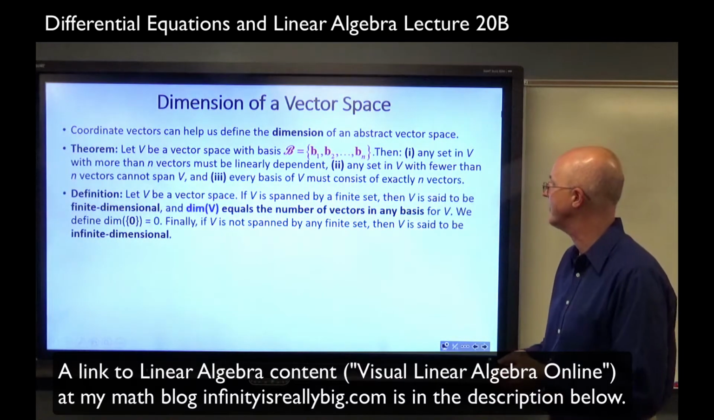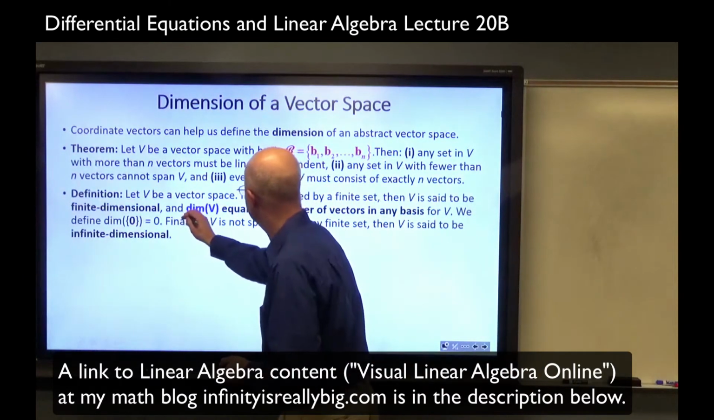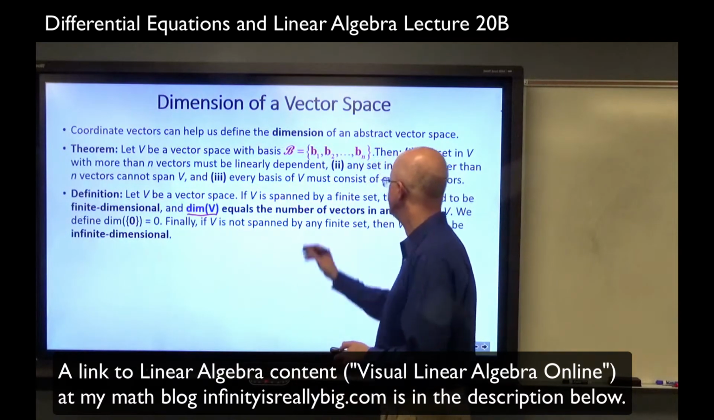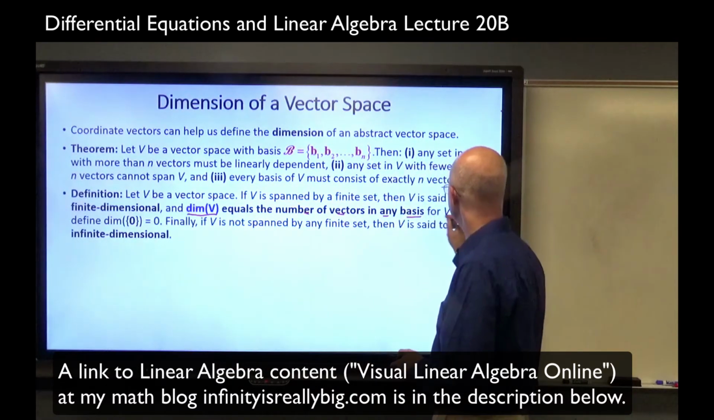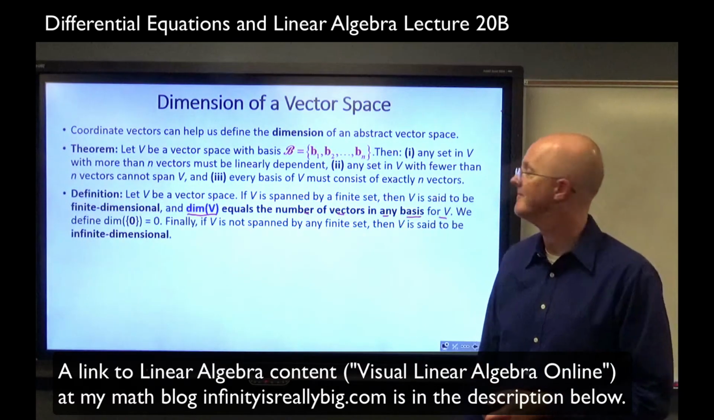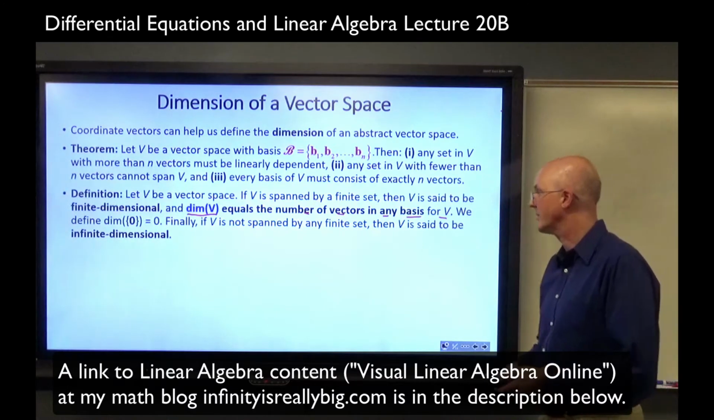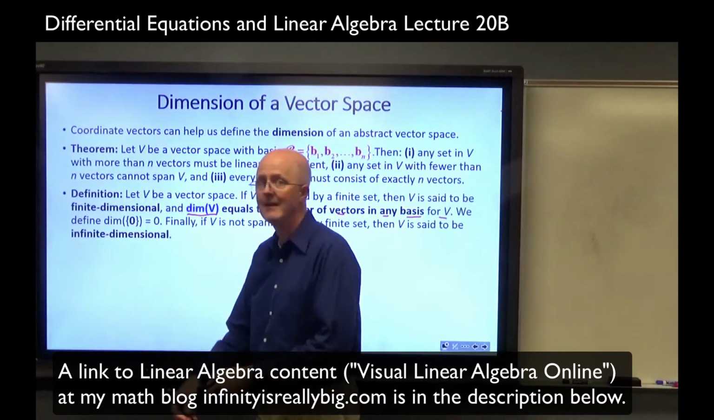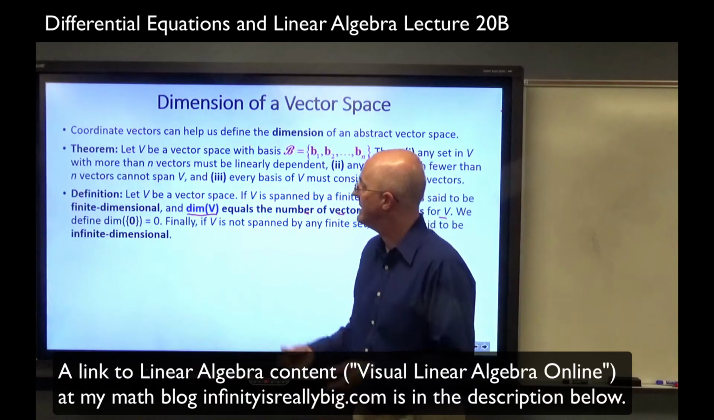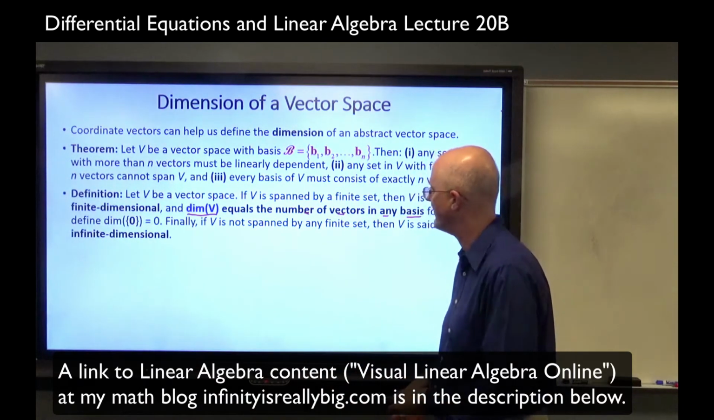If V is spanned by a finite set, then V is said to be finite dimensional. And the dimension of V, written dim V, equals the number of vectors in any basis for V. Because of the theorem, that's going to be the same no matter what. So it makes sense as a definition. Again, the trivial vector space, just the zero vector, has no basis. We define its dimension to be 0, which makes sense. It's just a point. It's zero dimensional.